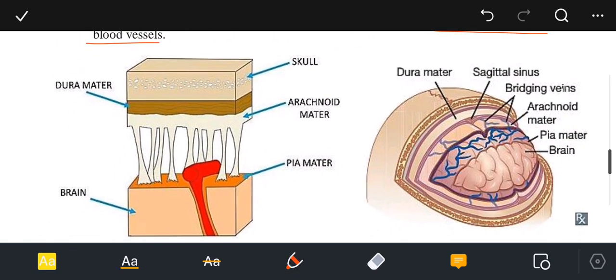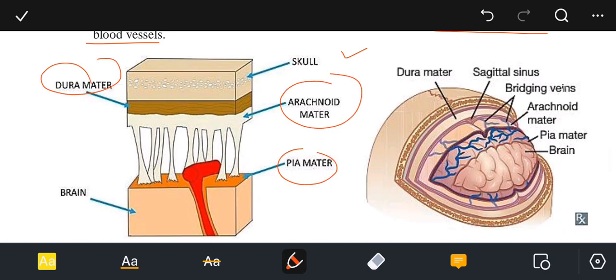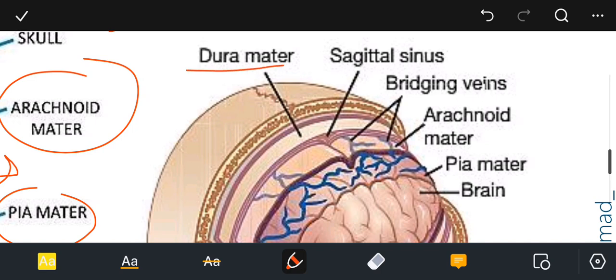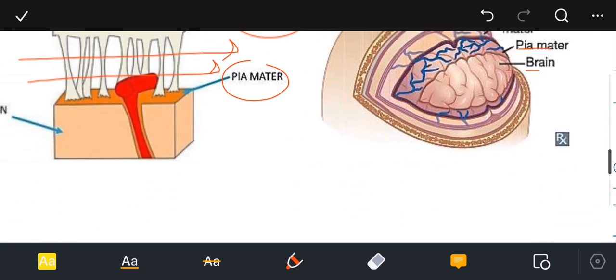So here you can see that this is the skull. Below that we have dura mater. Below that we have arachnoid mater and pia mater. Between the arachnoid and the pia mater, we have these web-like spaces across which there is subarachnoid space and CSF is present over there. Now here you can see that this is the dura mater, just below the skull, then we have sagittal sinus. There are bridging veins, the arachnoid mater, the pia mater, and the brain is over there, and stuff like that.